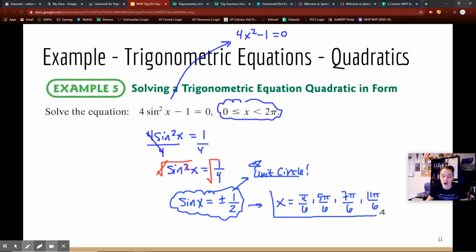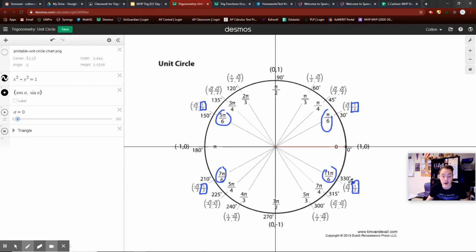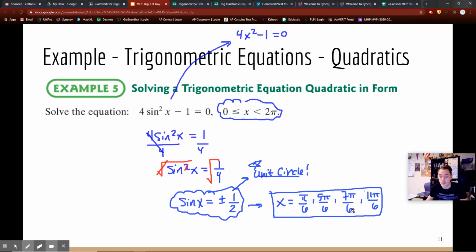That is where on the unit circle I find positive 1/2 and negative 1/2 for my y-coordinate, because remember, sine is y. Sounds good? Okay, and so I just record those and boom, do it right here.